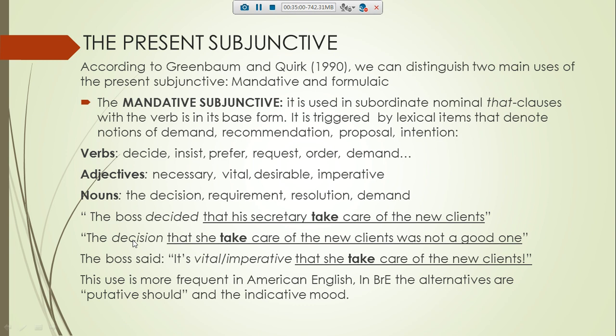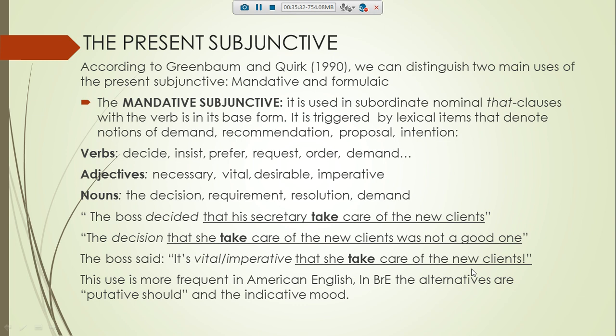It can also be triggered by a noun. The decision that she take care of the new clients was not a good one. Or it may be triggered by an adjective. The boss said, it's vital, it's imperative that she take care of the new clients. This use is more frequent in American English. In British English, alternatives are putative should and indicative mood. That is to say things like, it's vital or it's imperative that she takes care or that she should take care of the new clients.